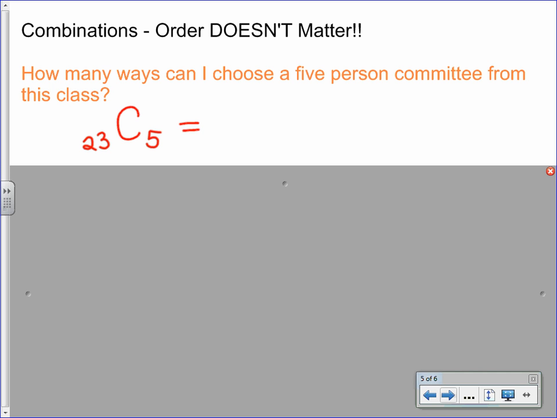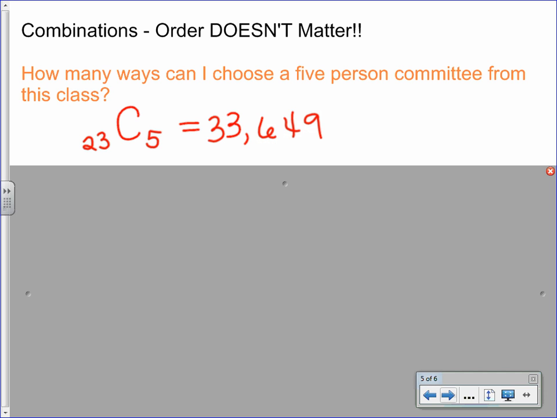How many ways? 33,649. Still a lot of ways, right? Okay. So there are 33,649 different 5-person committees that I can make.